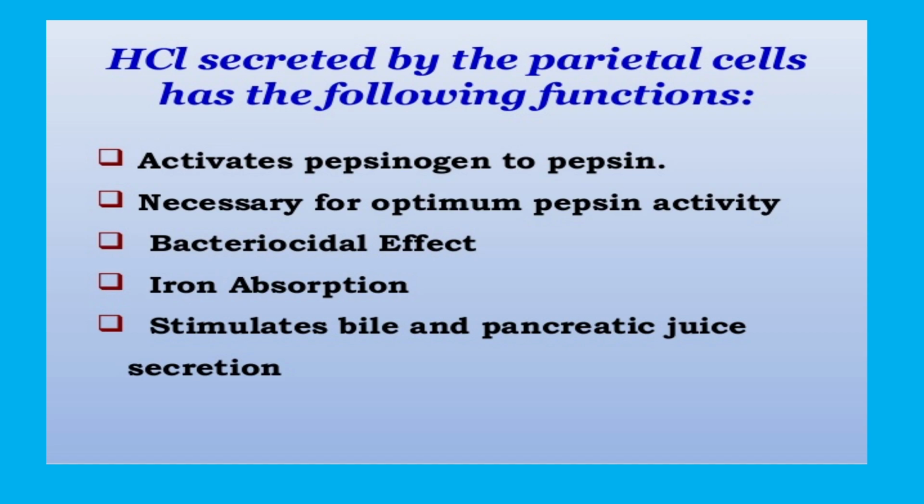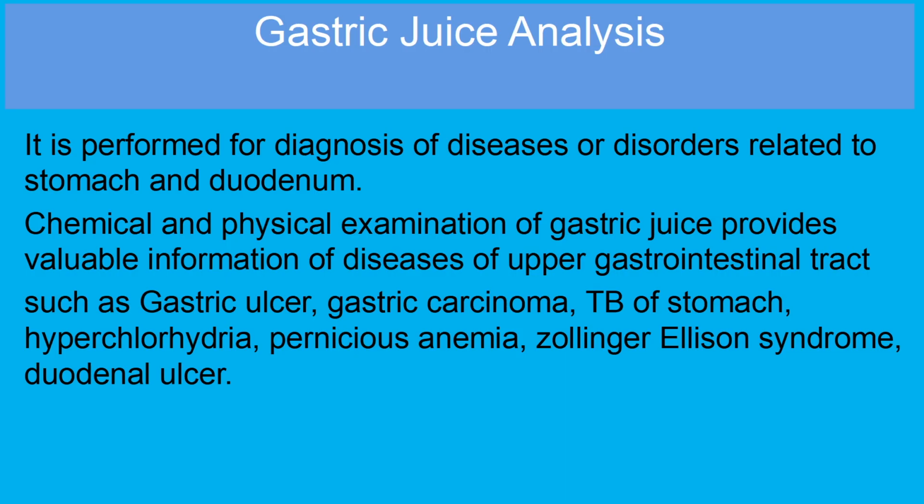The role of HCl is to activate pepsinogen into pepsin. It has to convert the zymogen, the inactive enzyme pepsinogen, into an active enzyme pepsin. This HCl is necessary to maintain optimum pH for pepsin activity. It also has a bactericidal effect and aids ion absorption. It stimulates bile and pancreatic juice secretion.